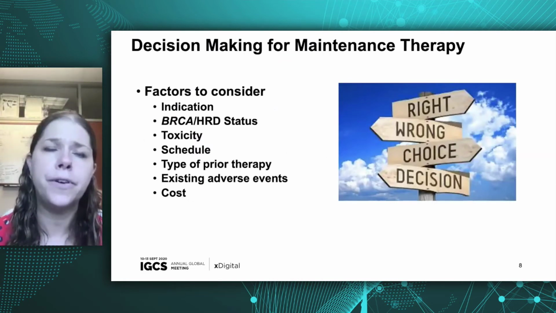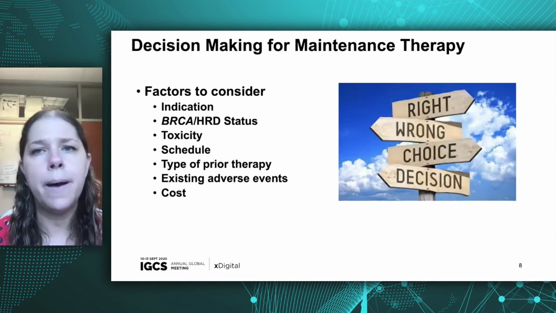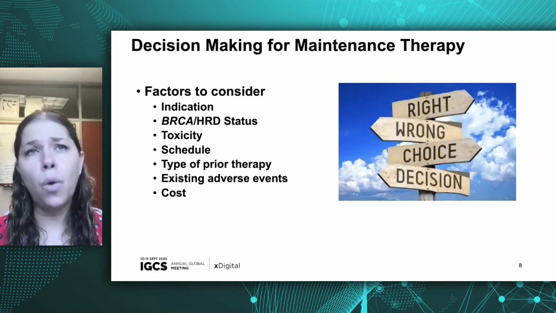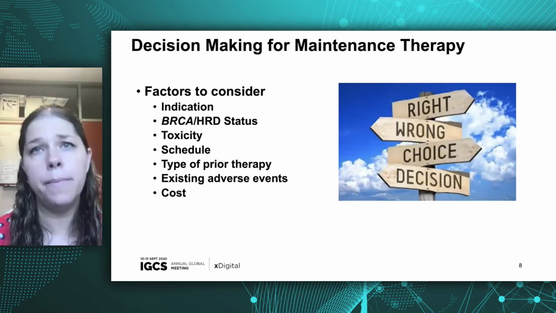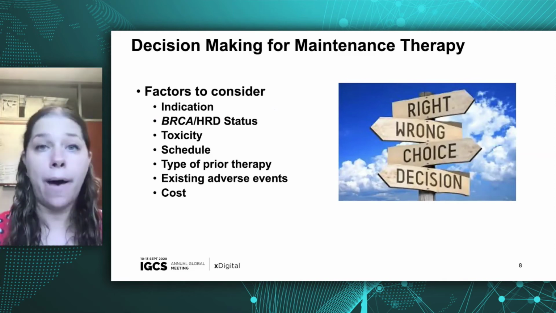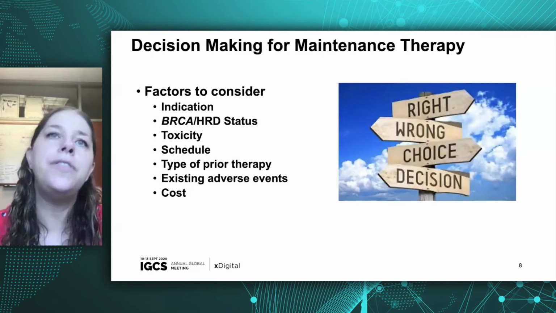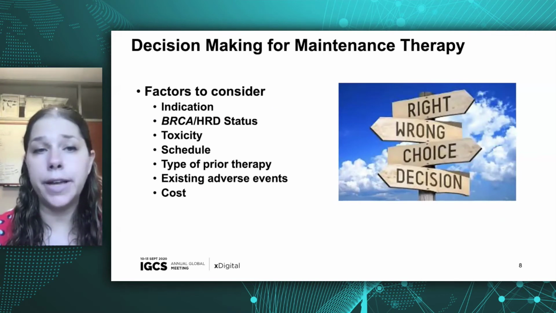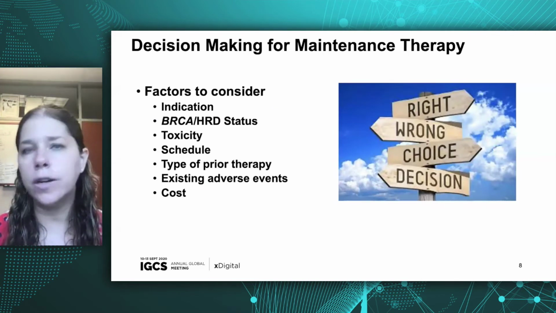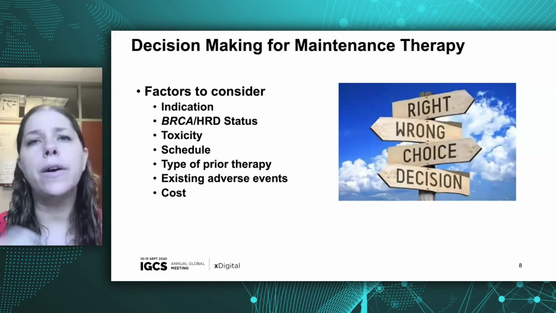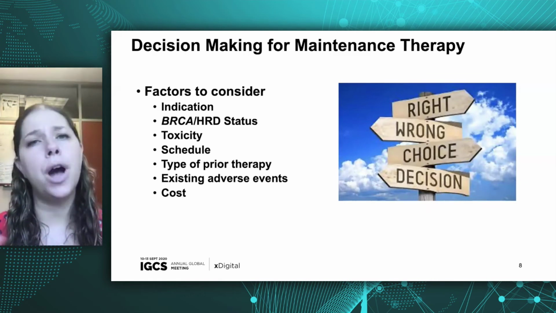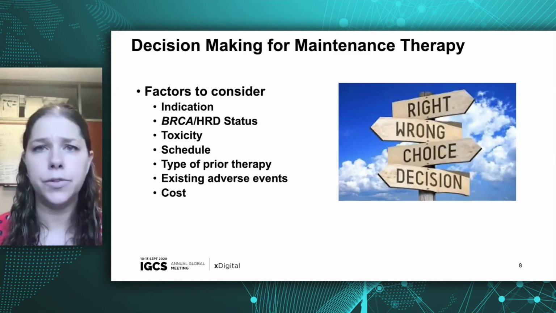There's a number of different things we think about when we're talking about maintenance therapy. Obviously, we want to be thinking about what's the best outcome. But if all outcomes look about the same, we have to use other factors. And so certainly you consider the indication. Is the drug indicated in this space? We talked at length today about the BRCA mutation status and the homologous recombination deficient status. Obviously, those things are going to be considered.